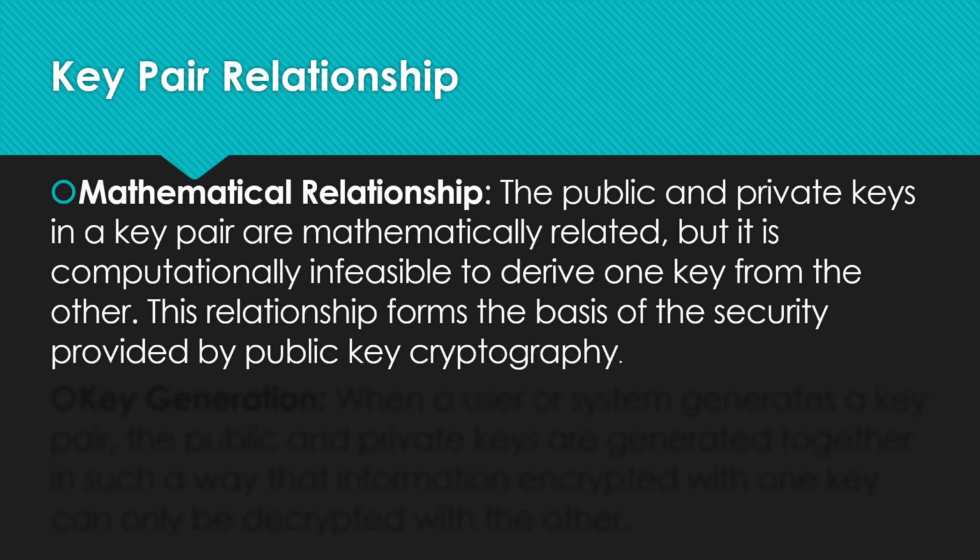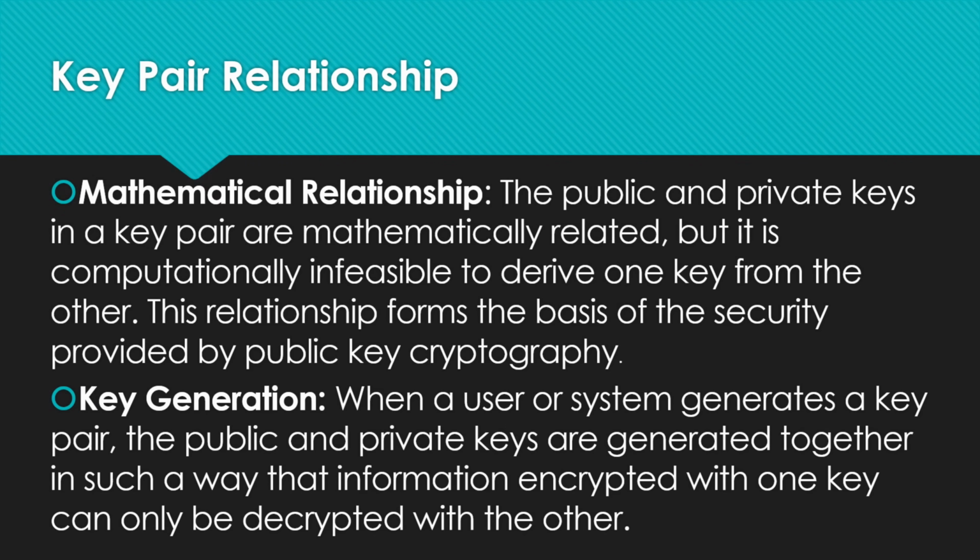Mathematical relationship. The public and private keys in a key pair are mathematically related, but it is computationally infeasible to derive one key from the other. This relationship forms the basis of security provided by public key cryptography. Key generation. When a user or a system generates a key pair, the public key and the private key are generated together in such a way that the information encrypted with one key can be decrypted with the other.